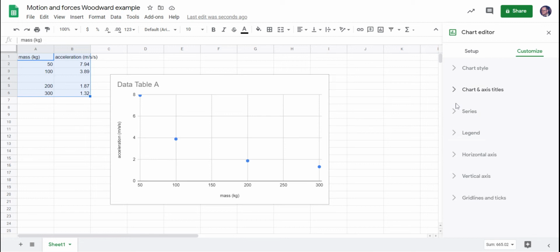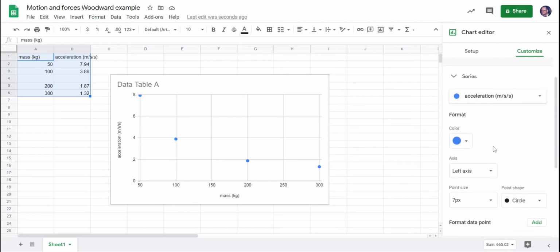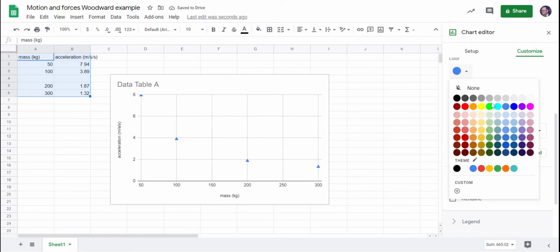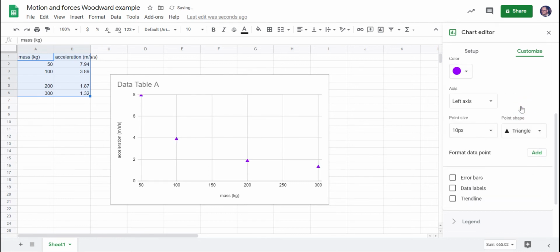Now I'm going to come down here to the series. So that's my series of data. And you can see I could change the color of it. I could change the shape of it. If I didn't want it to be a circle, I can make it a triangle. And maybe I want those triangles to be bigger. And maybe I want them to be, I don't know, purple. Okay. So you can edit stuff there.